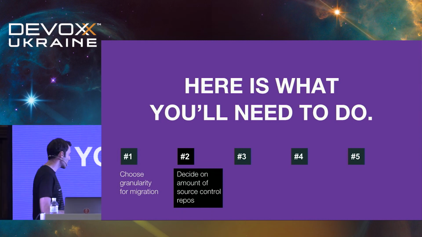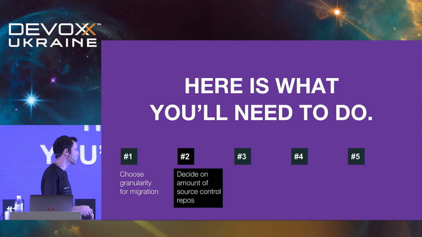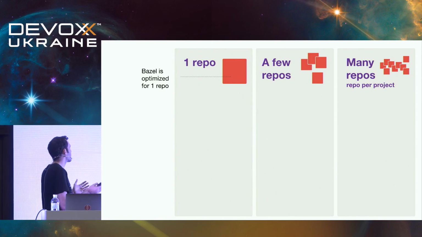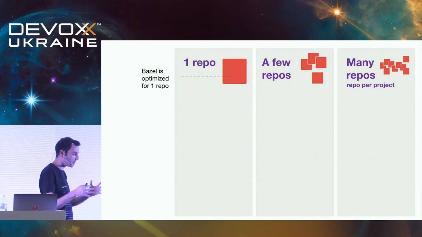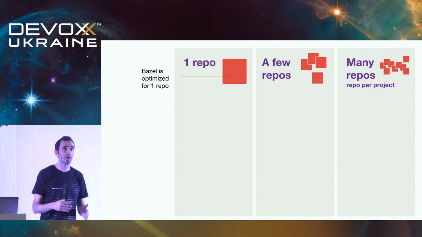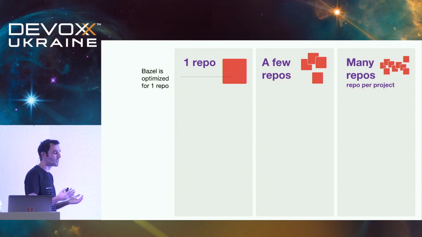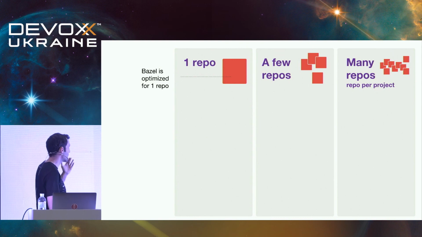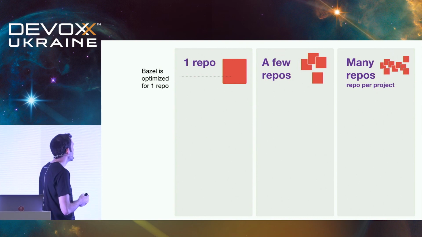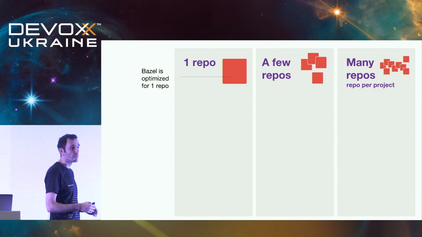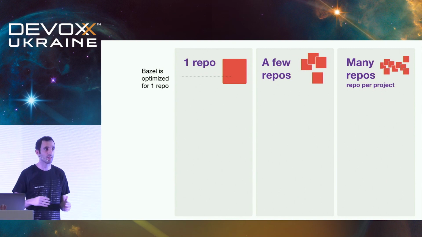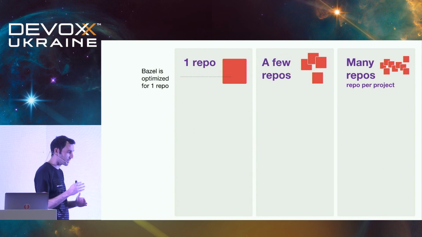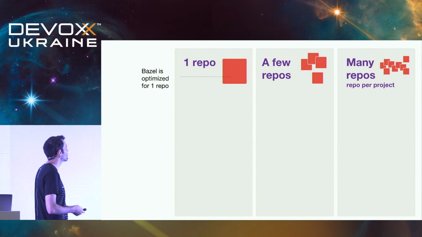The second thing you need to decide is the amount of source control repositories. So there are a few options here. You can have your entire code base in one big mono-repo, and for that Bazel is optimized. It's the way it evolved over many years in Google. They have one big giant mono-repo. Of course, a lot of developers like to have each microservice in its own Git repository. So that introduces some challenges I'll explain shortly.